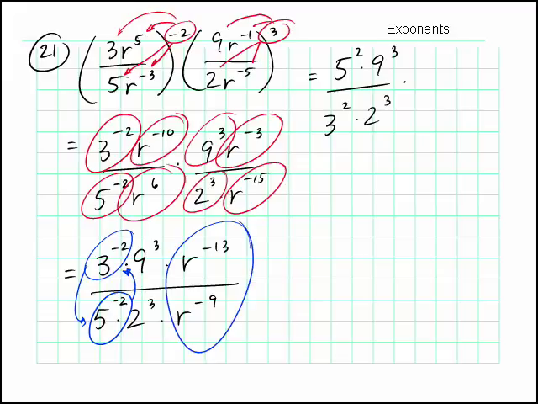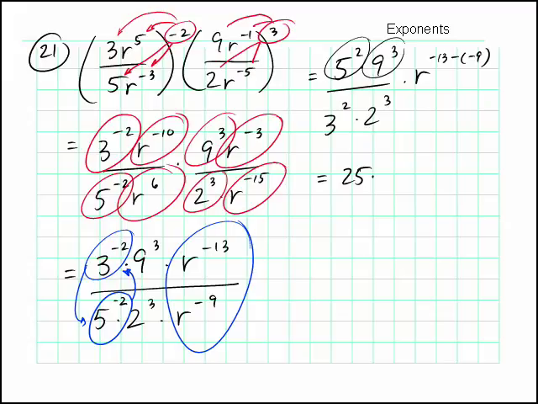And this, with the r's here, I subtract my exponents, so that is actually going to be r to the negative 13 minus a negative 9. So now we got, let's see here, we got a 25.